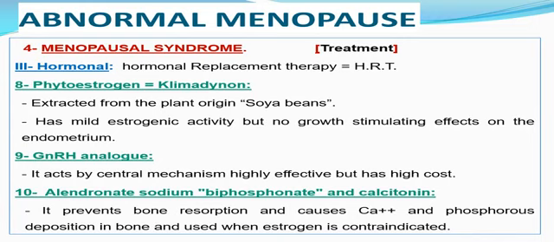As other lines of hormonal treatment for menopausal syndrome or artificial menopause or premature menopause, we may use phytoestrogen like soya bean. It has mild estrogenic activity but no growth stimulating effect on the endometrium, or gonadotropin releasing hormone but not in common use, together with alendronate sodium or bisphosphonate and calcitonin.